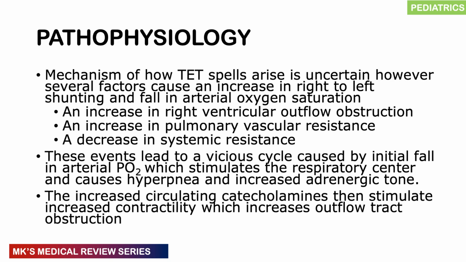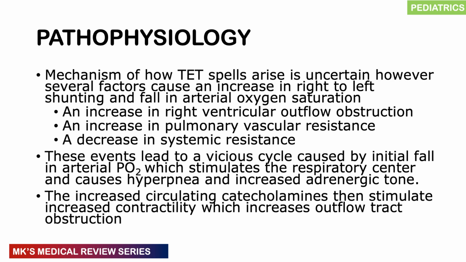If there's anything that is increasing the pulmonary vascular resistance, things like crying or screaming, again more blood is being shunted from the right side to the left side. If anything is causing systemic vascular resistance to decrease, it will further shunt blood from the right side to the left side, because remember, blood moves from an area of high resistance to an area of low resistance. So these events are then going to create a vicious cycle.